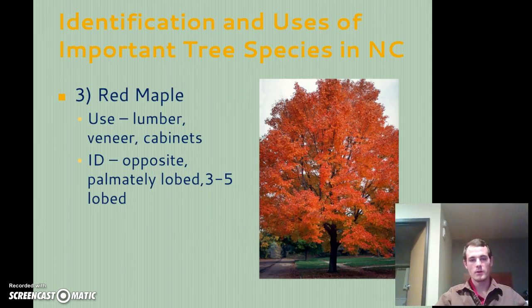The red maple is known for its fall color. Its use is lumber, veneer, and cabinets. Its identification, it's an opposite arrangement. It's palmately lobed, and it's 3 to 5 lobes per leaf, and is known for its red petioles.